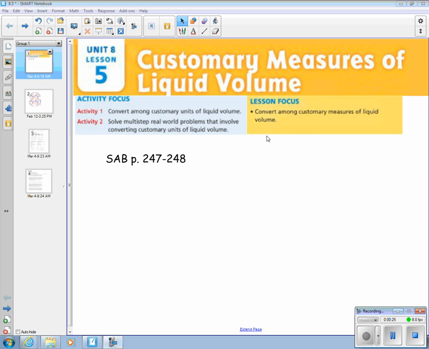Today we are going to be converting among customary measures of liquid volume, so I need you to get out your SAB book, page 247 through 248.